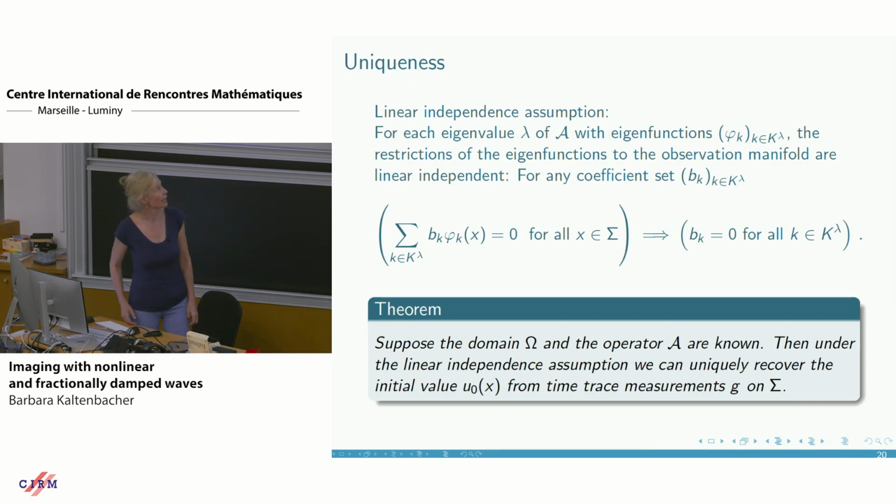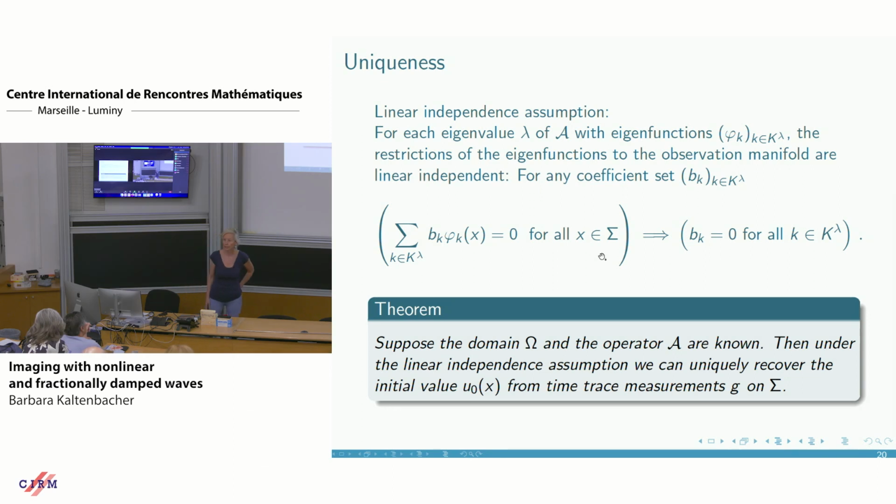But the question is, what happens if we restrict them to the observation surface? So they might actually, if one is sort of clumsy, and I'm good at being clumsy, as you can see, it could happen that they suddenly become linearly dependent by just choosing sigma as a zero set of eigenfunctions. So this should be avoided. So clearly there must be a geometric condition in order to get uniqueness, and this is, so to say, our geometric condition here. And what one gets out of this is really uniqueness.